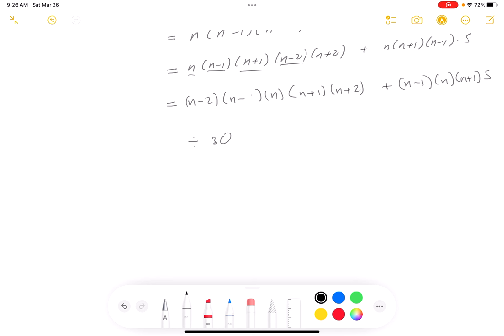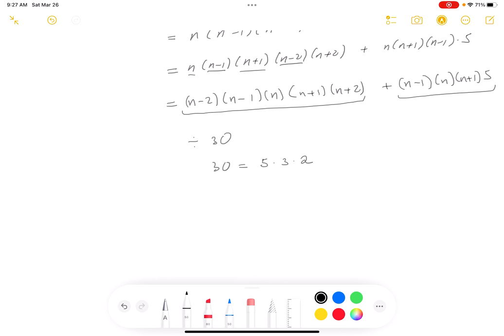Let's see what 30 is. 30 is composed of what numbers? It's composed of the numbers 5, 3, and 2. This one's covered. I know it's divisible by 5, and the 3 consecutive integers are divisible by 6. I know that much. All right, let's look at this one over here.